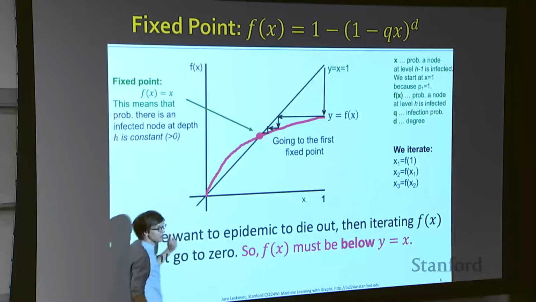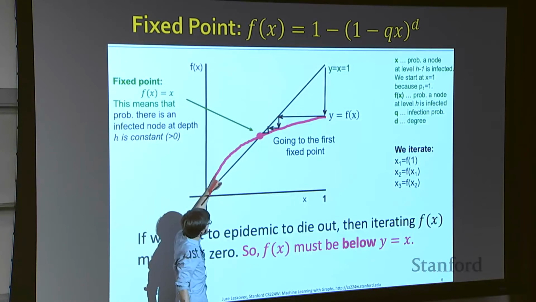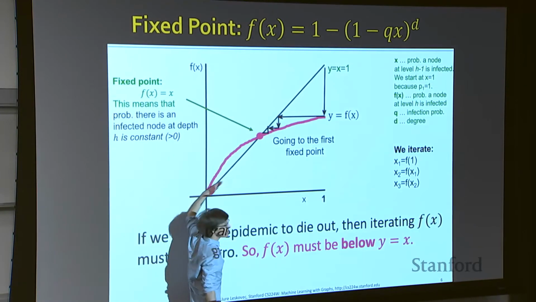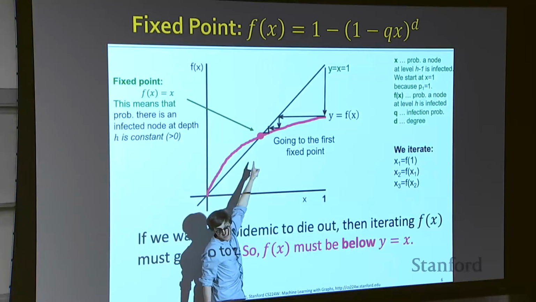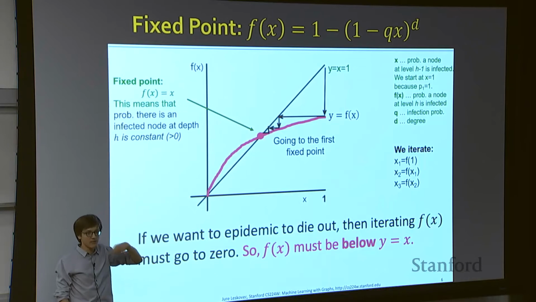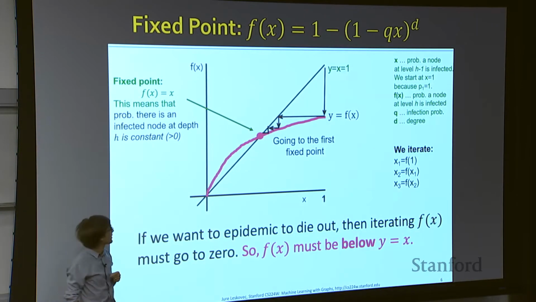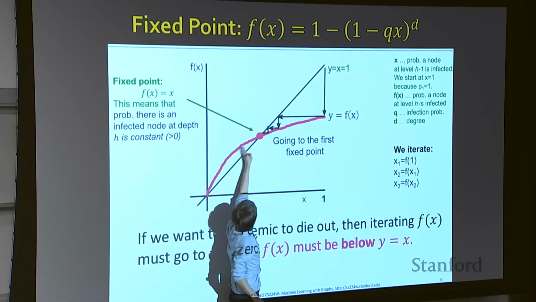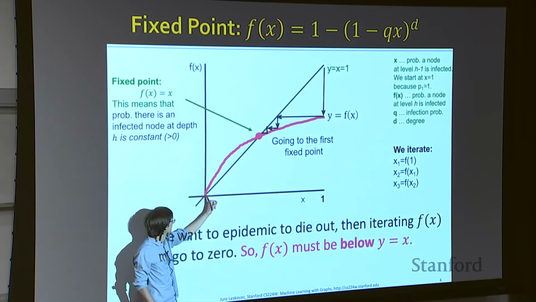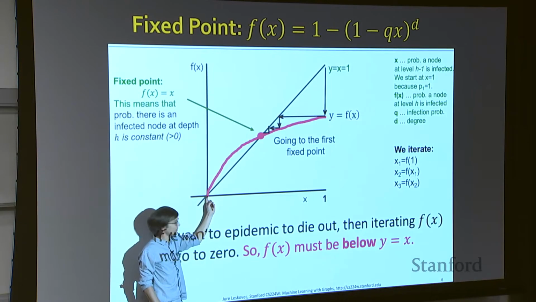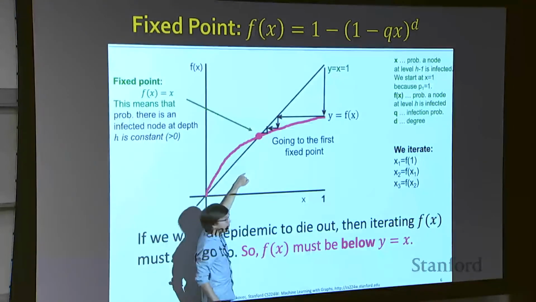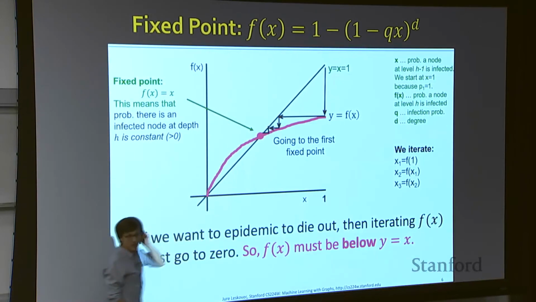if I want the epidemic to die out, then I want this curve to be below this line. Because as soon as I cross the x equals y, I get stuck. I get trapped in this kind of infinite loop, f of x equals x. I'm just iterating. So I want this entire curve to be below here so that I'll get stuck at 0, 0, which means the probability of having an infected node at a given depth will be 0. So I want this pink curve to be below x equals y.